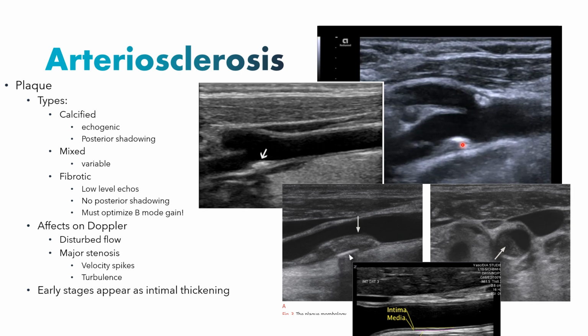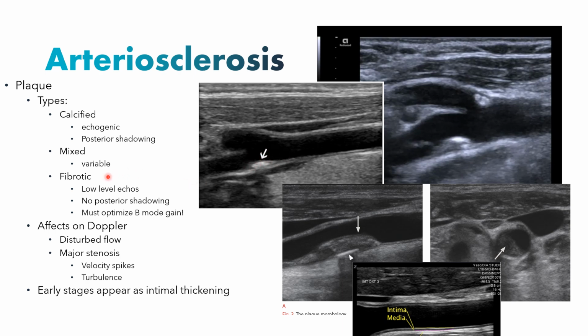Now it takes a pretty significant plaque obstruction, or not obstruction, but stenosis to cause actual hemodynamic or blood flow changes. So you often won't even see a change in velocities until they're almost 75% stenosed. We can also have a mixed or variable plaque. This would be where there's some calcification, there's some fibrosis changes. They used to often call these ulcerated plaques. Now they just call them mixed appearance. And so they can have some shadowing, some smooth echogenicity, some even hypoechoic areas.